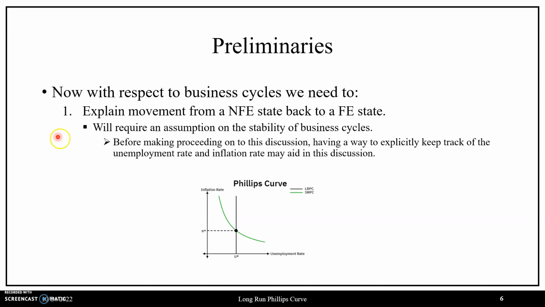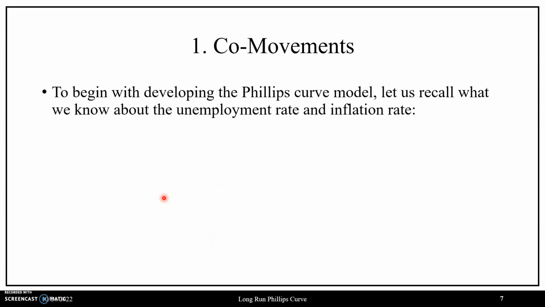However, before we proceed to having this discussion, we should have a way for explicitly keeping track of the unemployment rate and inflation rate in an economy, as this can aid in our discussion in terms of whether business cycles are stable or not in terms of the assumption that we will use. Thus, to continue, we will develop the Phillips curve model that we see below that will allow us to keep track of our two rates as mentioned.